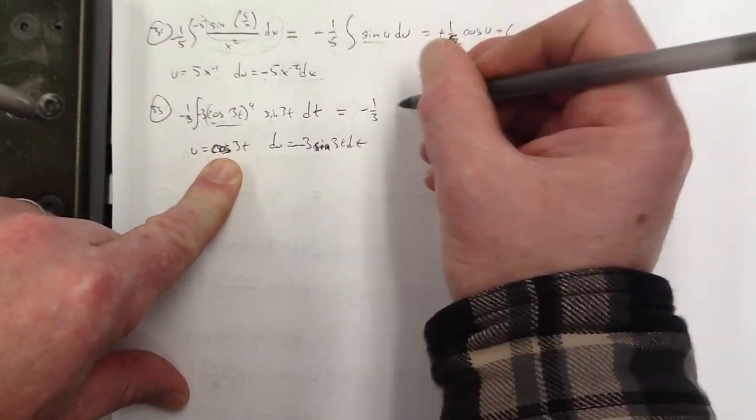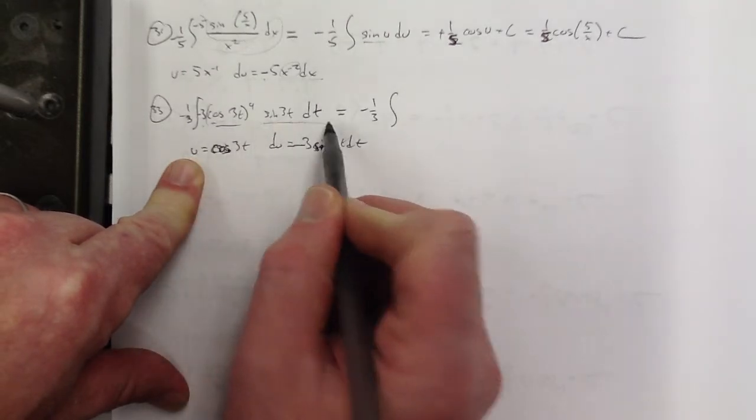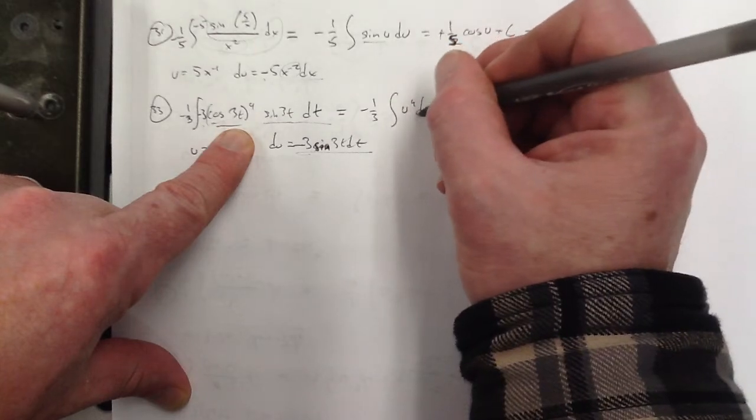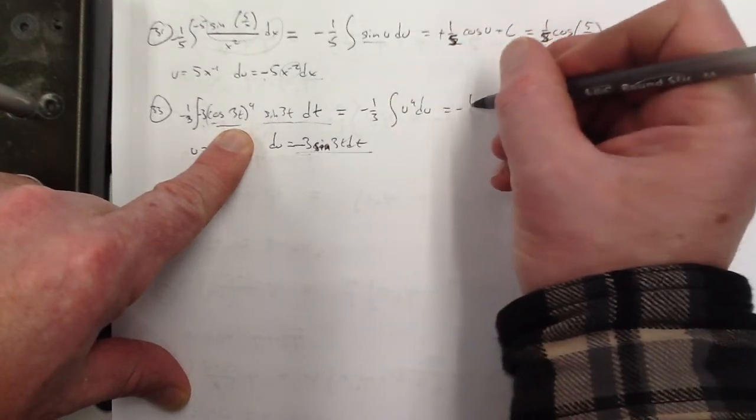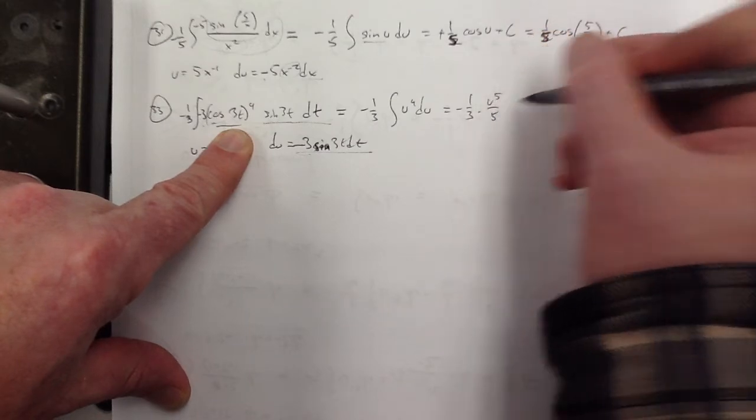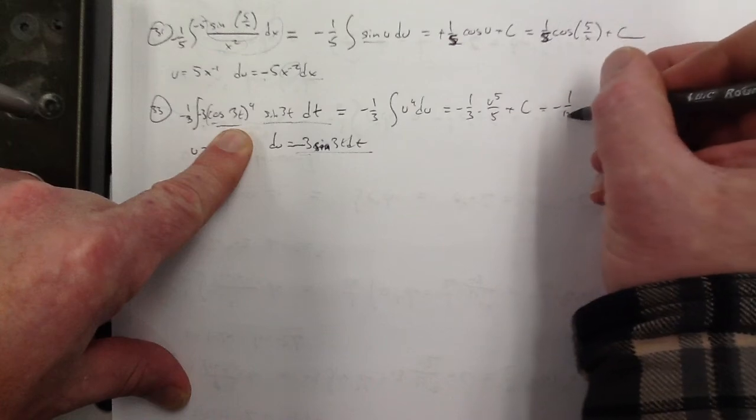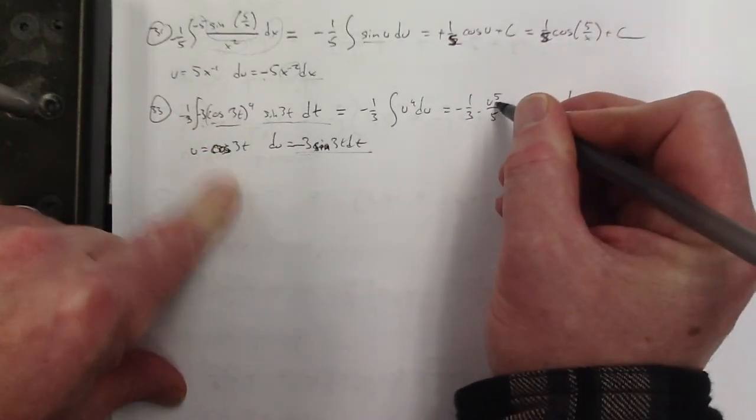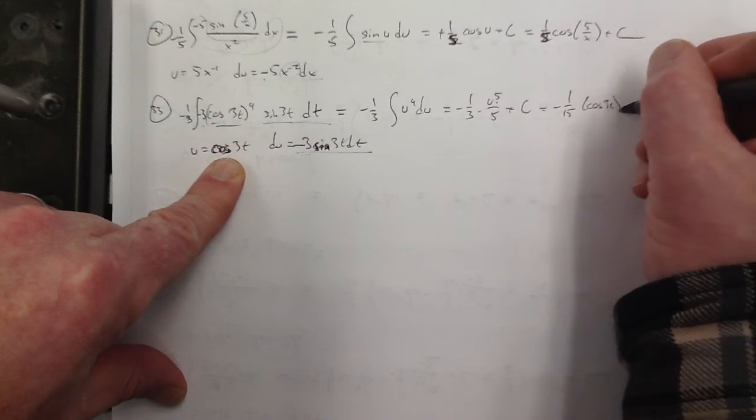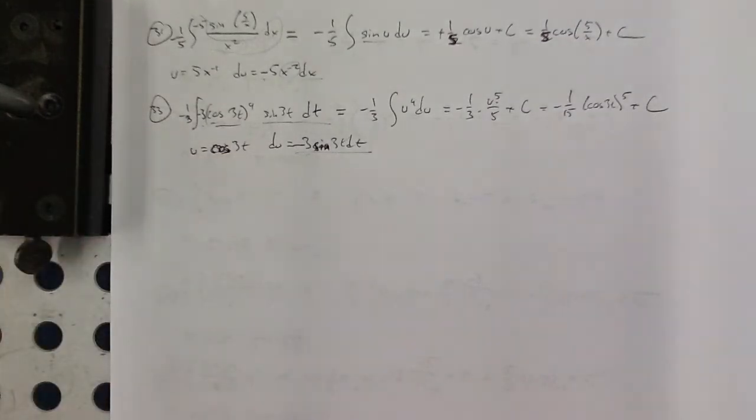Negative 1/3. Then negative 3 sine 3t dt. All of that is the du, and then I get u to the 4th. Antiderivative of u to the 4th is u to the 5th over 5. So it looks like I got negative 1/15 times u to the 5th plus c.